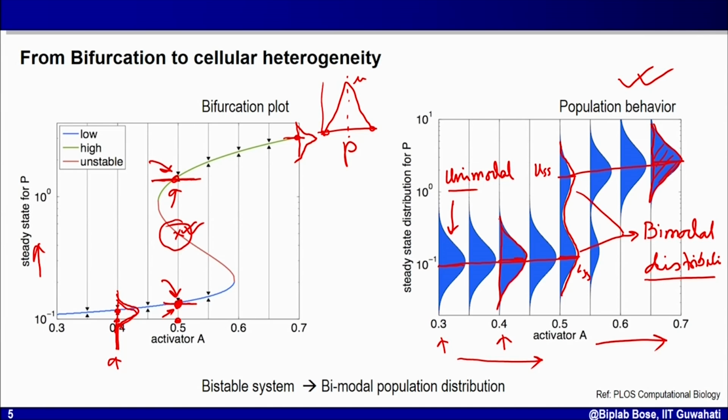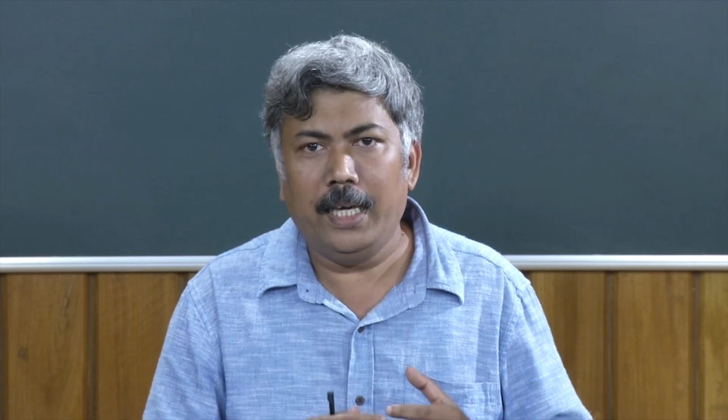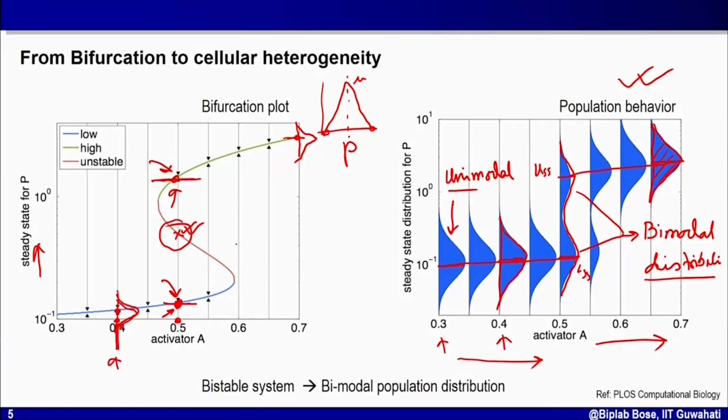So what is happening here, if I brief? If I have a system in which, depending upon external signal, I have bistability, because if you look at the bifurcation plot here, I have one stable steady state here, another stable steady state here. So this system is called bistable. So it has two steady states which are stable.